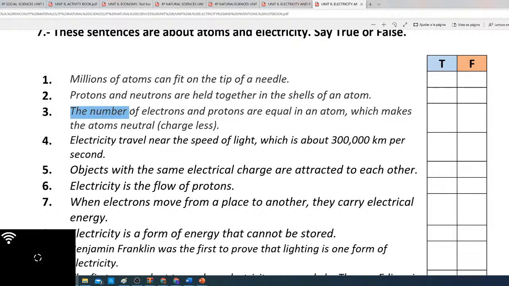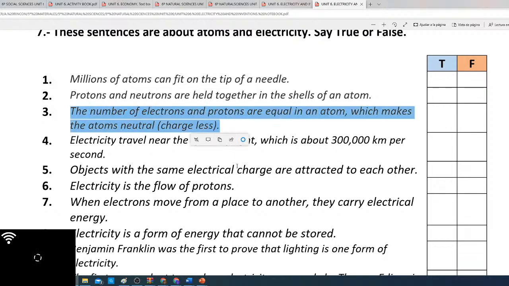Number 3. The number of electrons and protons are equal in an atom, which makes the atoms neutral. So chargeless, neutral. Forget about this last phrase. The number of electrons and protons are equal in an atom, which makes the atoms neutral. What do you think? Is that true or false? Inés says true. Not very sure. And Sandra says false. Julia true.